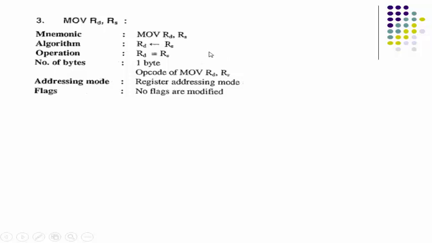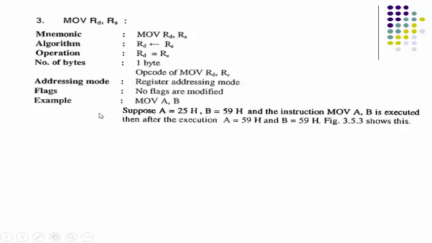All the instructions under this move instruction are 1 byte instructions. So that is the opcode of move RD, RS. Addressing mode is definitely register addressing mode, because in the operand field you will find the general purpose registers. Then for the effect on the flag bits, there is no effect on the flag. The flag bits are not modified after the execution of this move instruction.